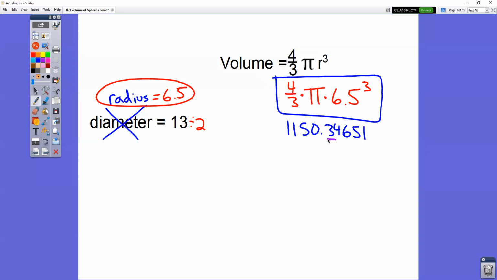You're going to round your answer to the nearest 10th. So 3 is in the tens place. Look at the number after it. It's 4 or lower. So that 3 is going to stay the same.